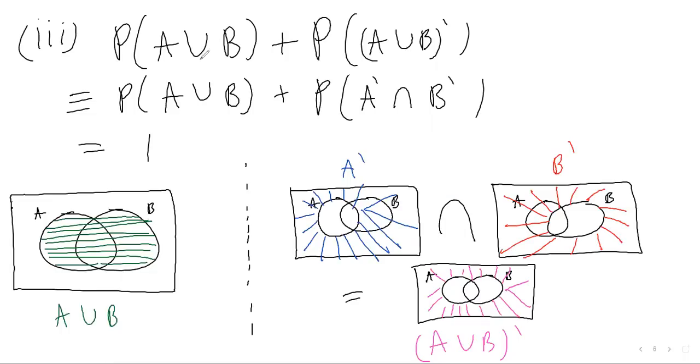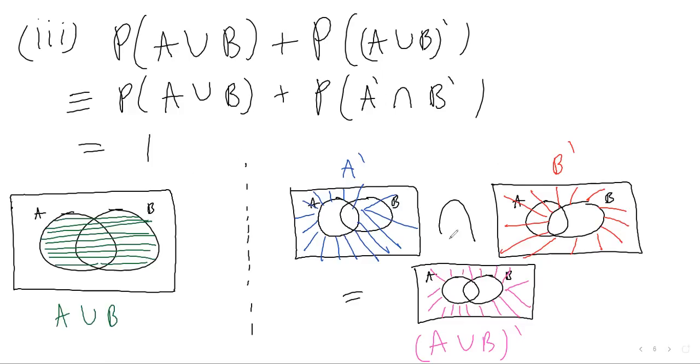Also, be aware of this one here. The probability of everything in A or B, so the union of A and B, plus the complement of A union B, so everything not in A or B, is equal to 1. And also be aware that the probability of the complement of A union B is equal to the probability of the intersection of not A and not B.